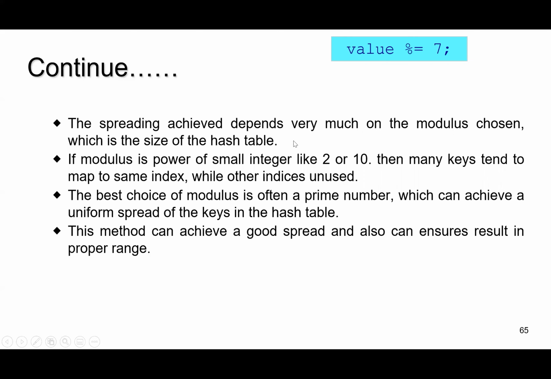That means the size of the hash table. Usually don't use a small integer. Here I use 7, which is small, because I want to show you the example later in the coding. So that's why I use a smaller one. But usually try to use a bigger value for your modulus. And if you can use a prime number, it will be better, so that fewer keys can be mapped to the same location here. This method can achieve a better spread compared to the other two. When you have a better spread, your data will be stored evenly throughout your hash table.